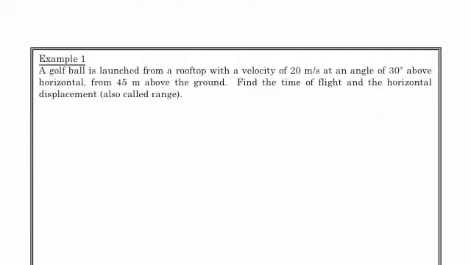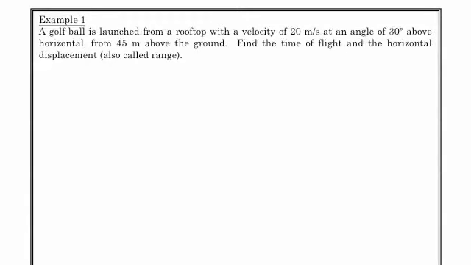So, let's start and let's look at an example. A golf ball is launched from a rooftop with a velocity of 20 meters per second at an angle of 30 degrees above the horizontal, from 45 meters above the ground. Find the time of flight and the horizontal displacement.